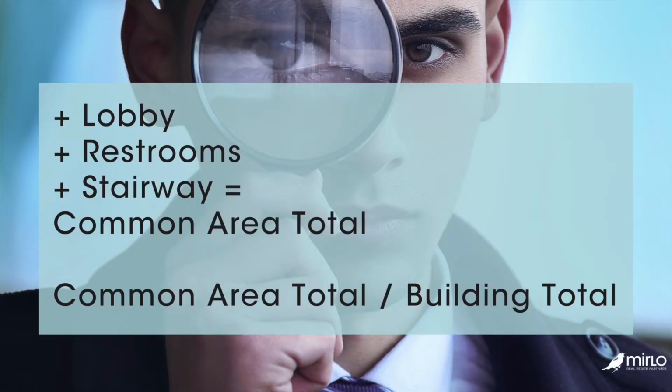Architects calculate the load factor of a building by adding up the square footage of all the common areas and then factoring that over the amount of the total building square footage to get a percentage. Then a 1 is added in front of the decimal point in order to be multiplied by each tenant's square footage in order to get the rentable square footage.